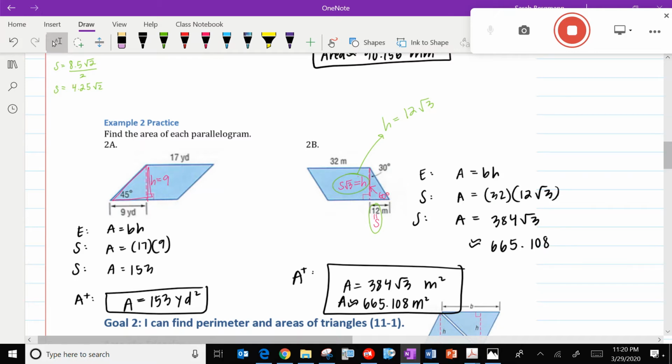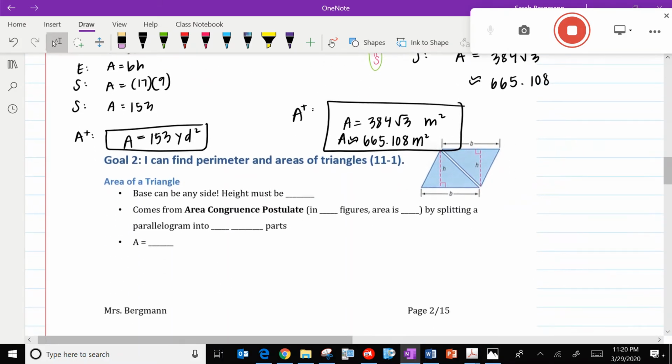For 2B, I had a 30, 60, 90 triangle. I know that the side across from my 30-degree angle is equal to S. The side across from my 60-degree angle is S radical 3. Since I know S is equal to 12, I know my height is equal to 12 radical 3. Then I can plug that in for the height and go from there to solve.